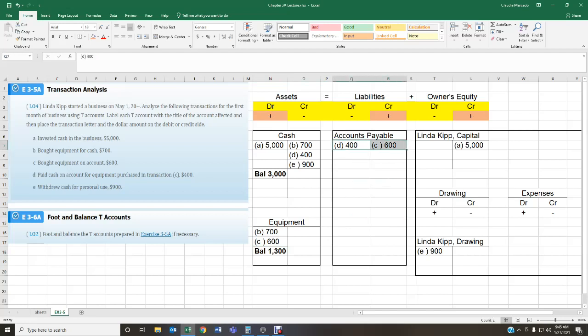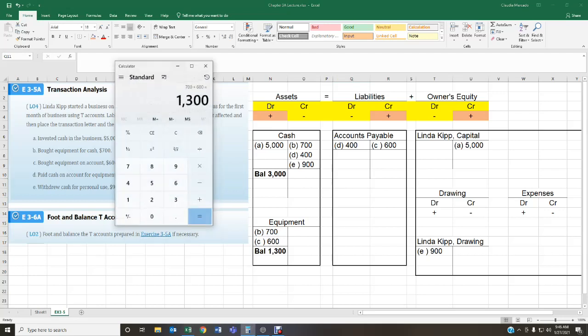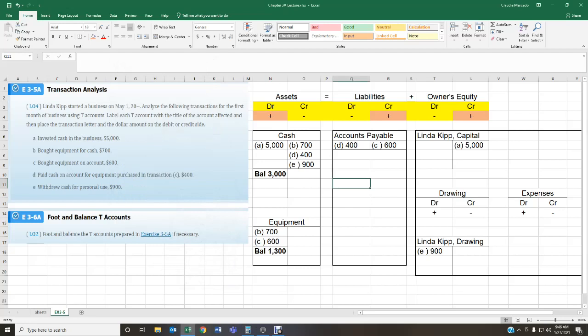Now for your accounts payable, like I said, always look at your normal balance. So my normal balance should be a credit. So that means that my balance should be on the credit column side. So I've got 600, 600 minus 400, that's 200, but let's just still use the calculator. 600 minus 400, that gives me a $200 balance. And it's going to be on the credit side because that's where my normal balance is. Okay, balance of $200.